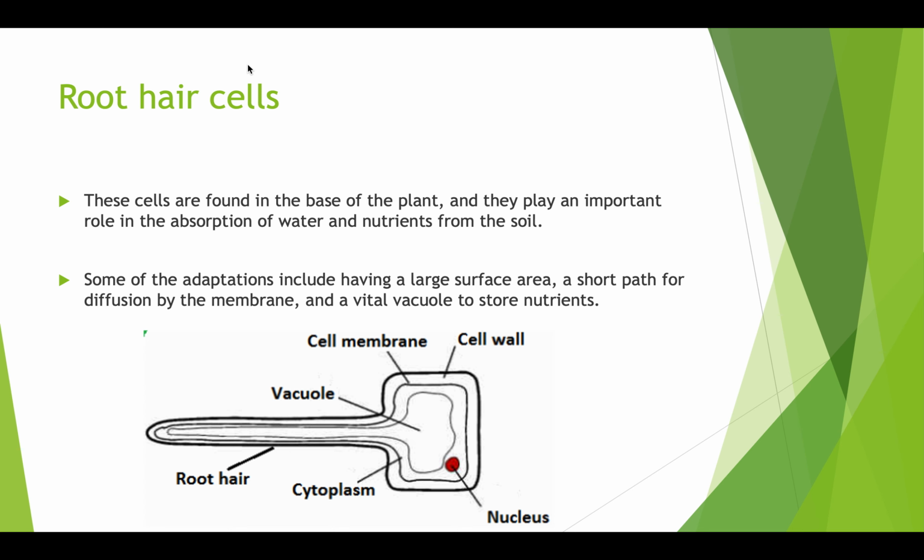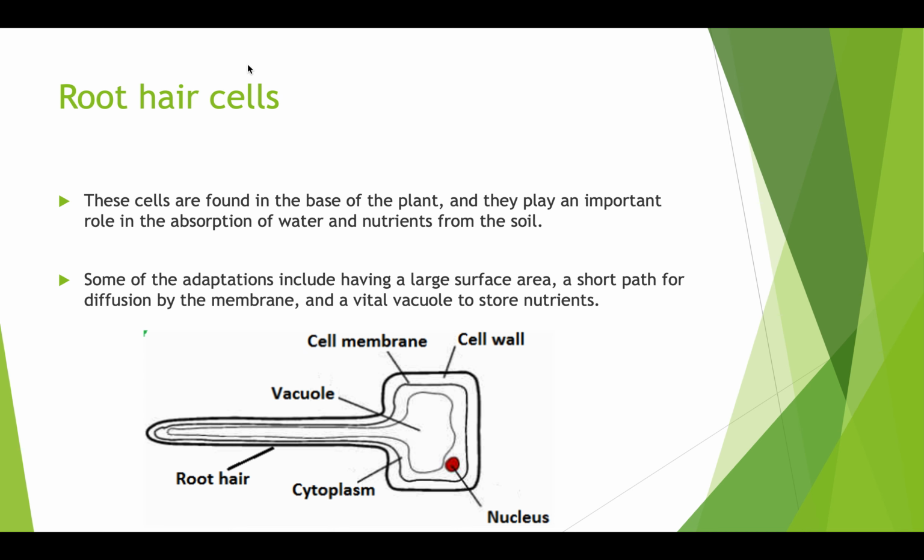So root hair cells. Moving on to plants now. These cells are found in the base of the plant, and they play an important role in the absorption of water and nutrients from the soil. You wonder, you've poured water onto the plant, where does that water go? Well, the soil absorbs it, and then the root hair cells in the roots absorb the water through osmosis, and they take that water up to the plant.